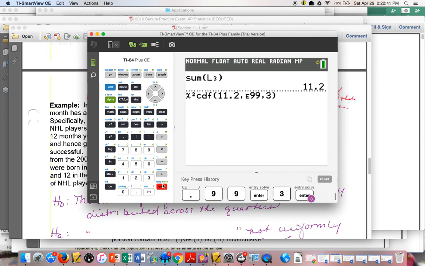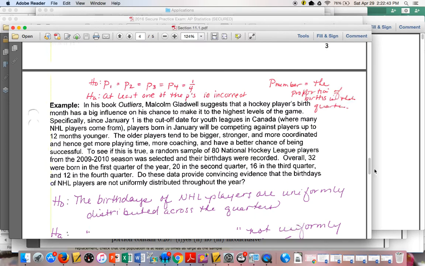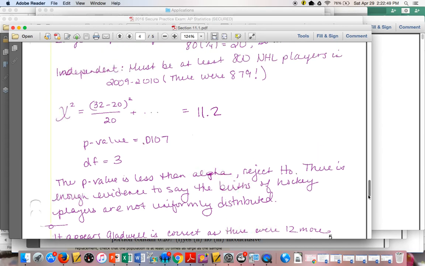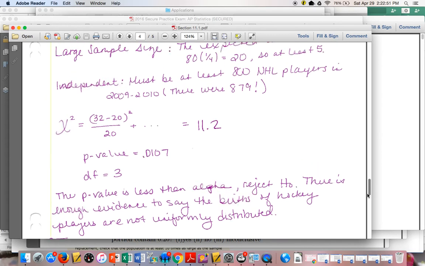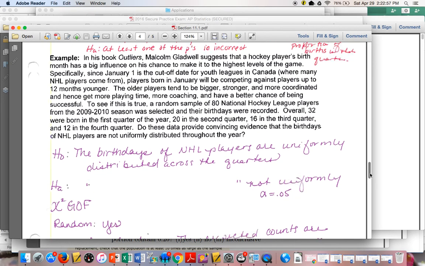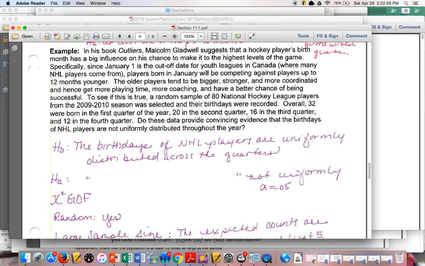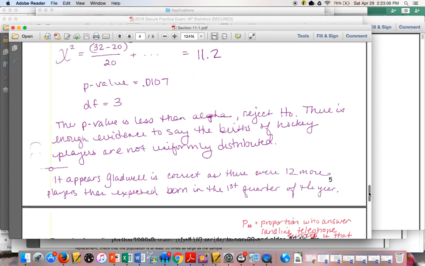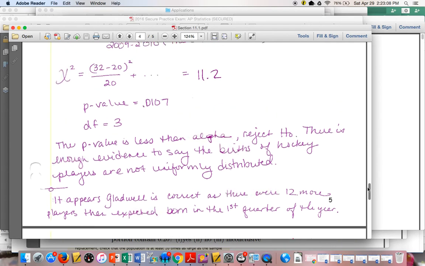I hit paste, I hit enter, and there's that p-value I got right there. And then just write down your degrees of freedom. All right, so I'll come back here in a second. The p-value is less than alpha. So I picked up here, alpha was going to be 0.05. Reject. There is enough evidence to say the births of the hockey players are not uniformly distributed.